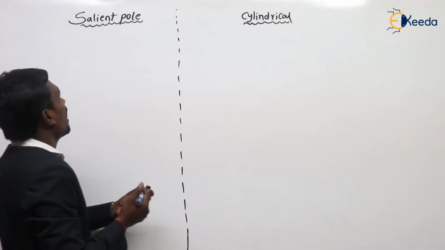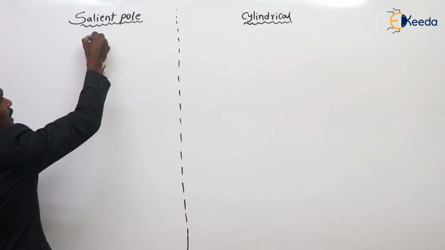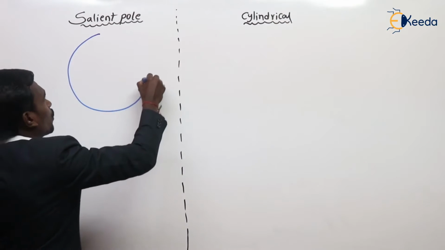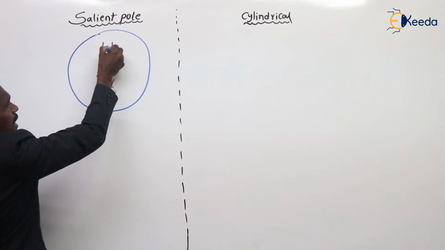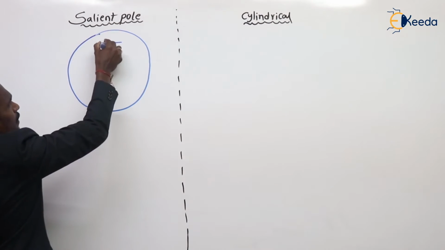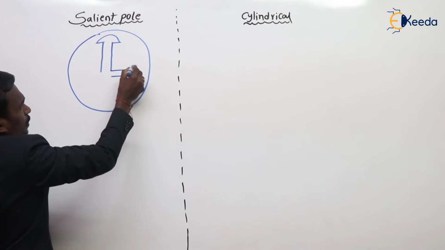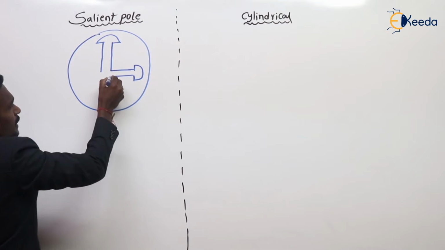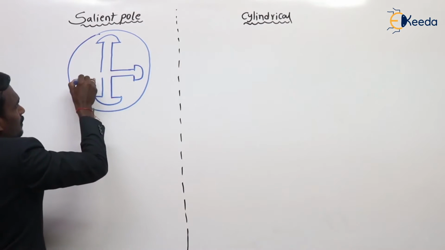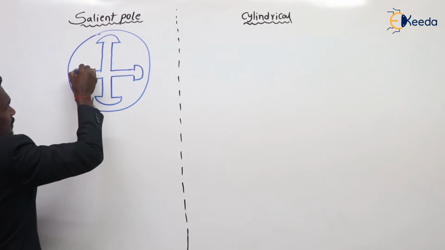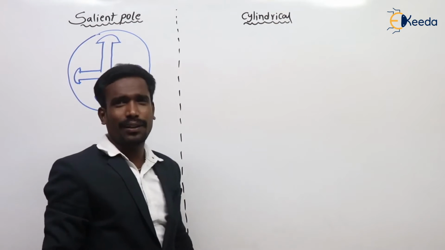Let's see the salient pole rotor. I am drawing the salient pole rotor, for example for a 4 pole machine. The diagram is like this. This is my salient pole type rotor.